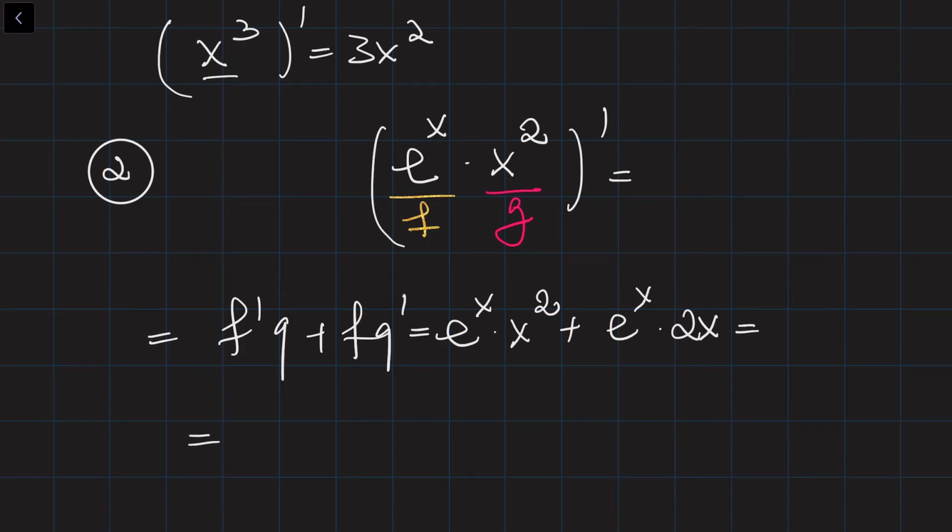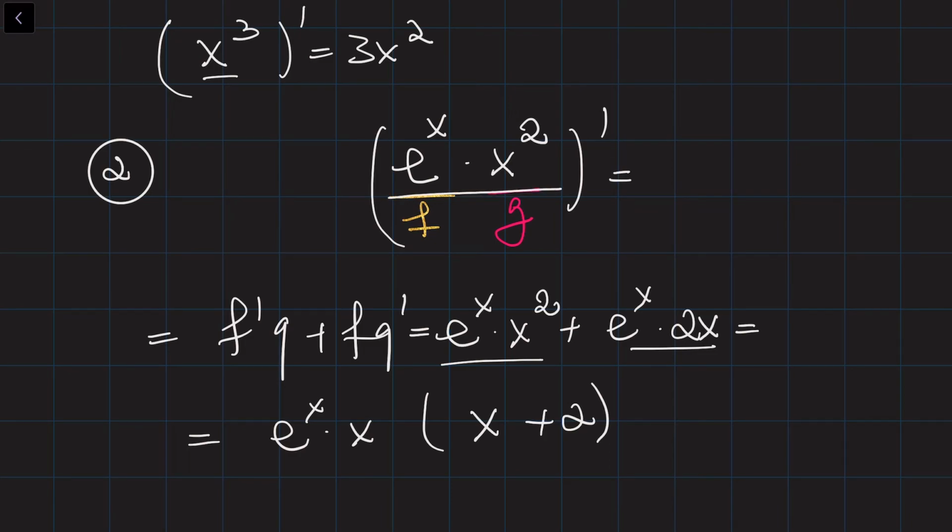We can take e to the power of x times x out of the brackets, and what is left inside for the first term is simply x, and what is left inside for the second term is simply 2. That's going to be the derivative of e to the power of x times x squared.